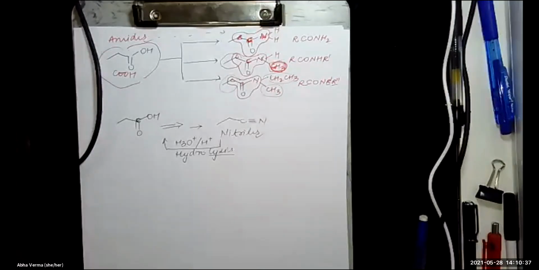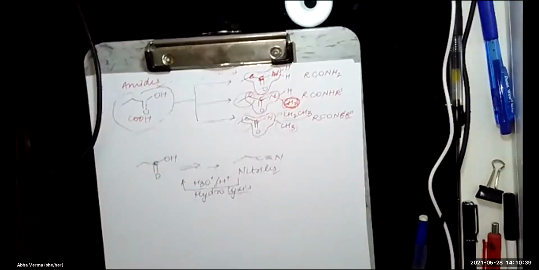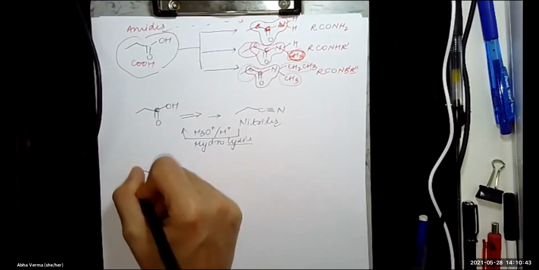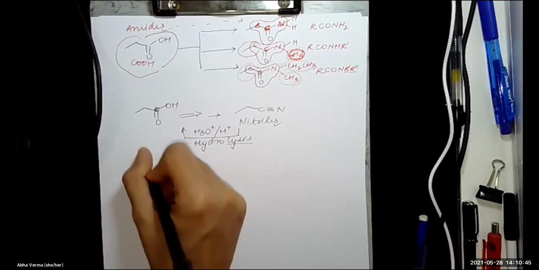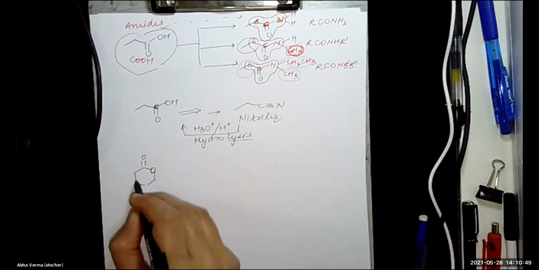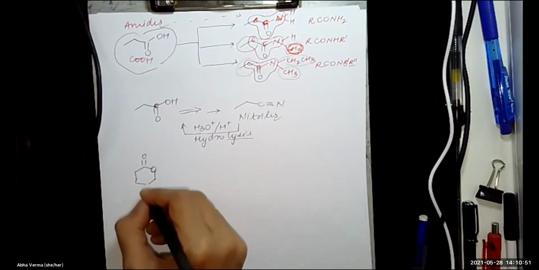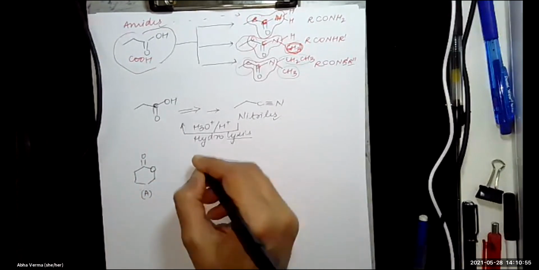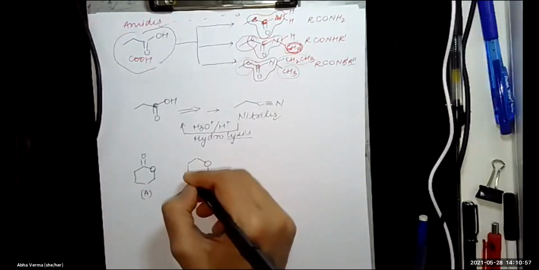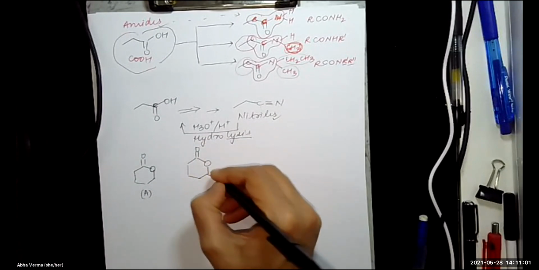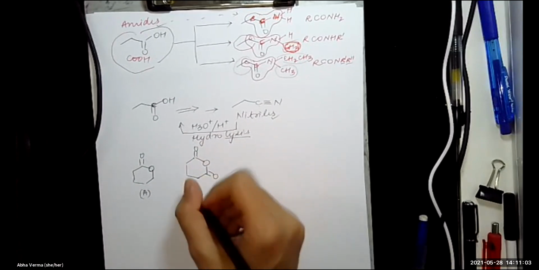I want all of you to copy the following structures, which I'm going to make. So this oxygen is within this ring. There are 5 carbons and 1 oxygen. Go ahead and draw these out because I will be changing my screen in a minute.